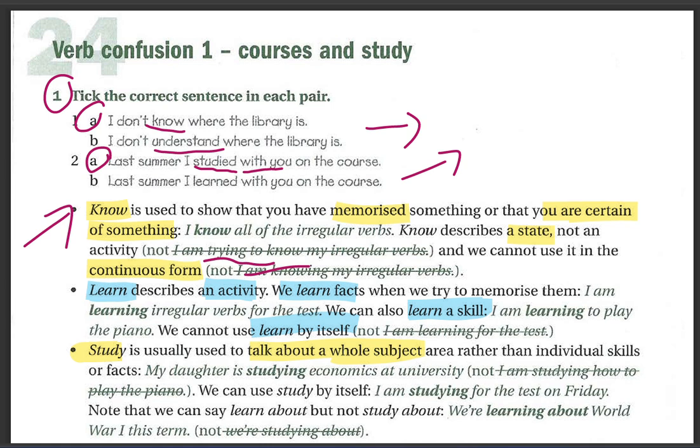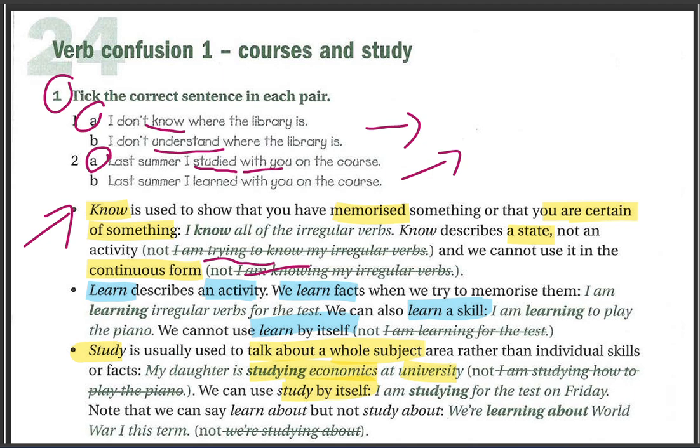Look at an example. My daughter is studying economics at university. So for studying academics with majors at a school or university, we use study. The next one, we can use study by itself. It can come alone. Look at here. I'm studying for the test.